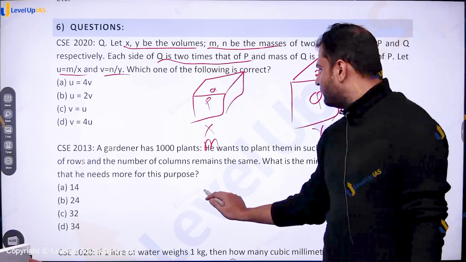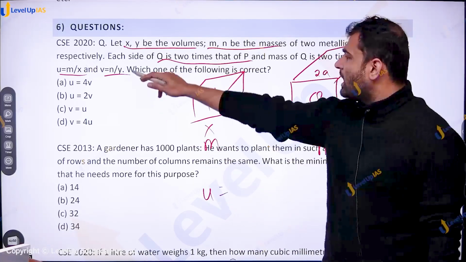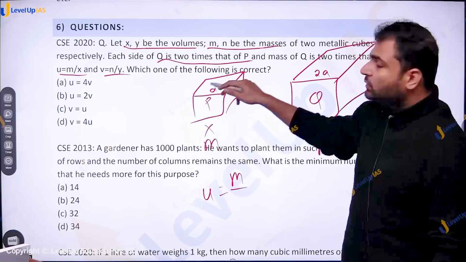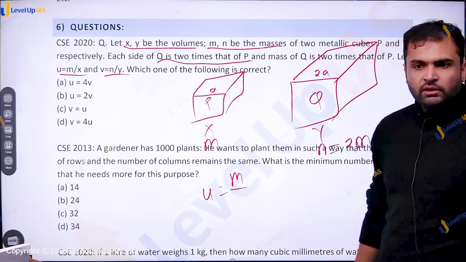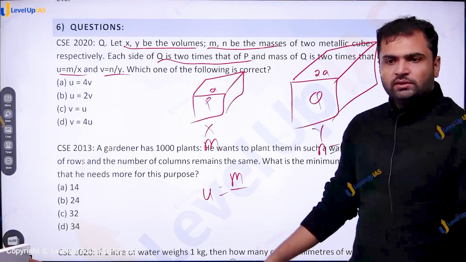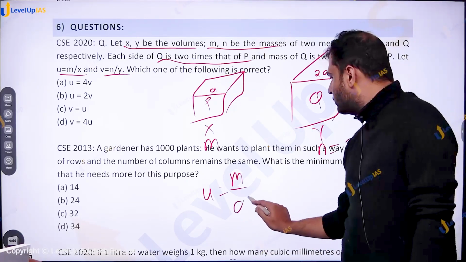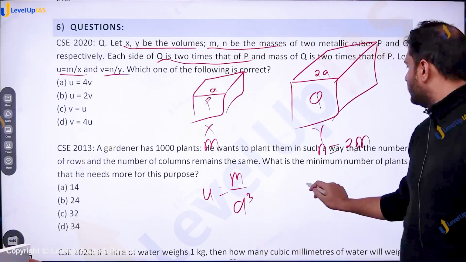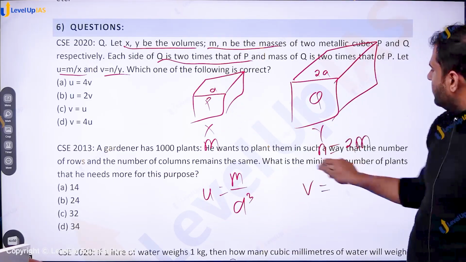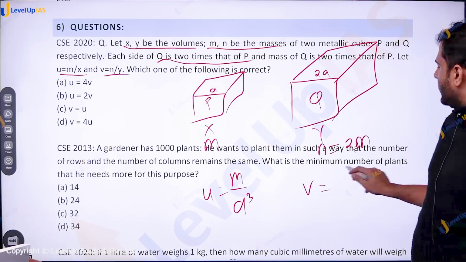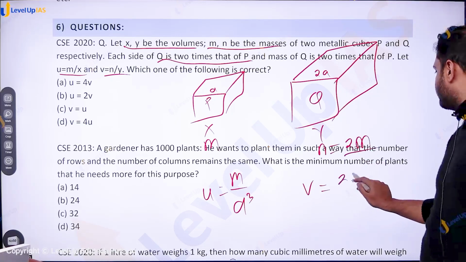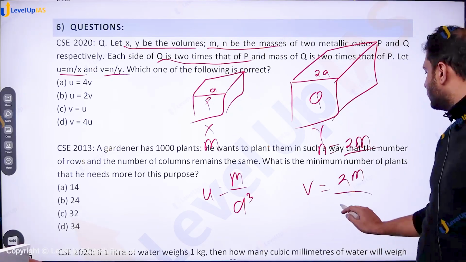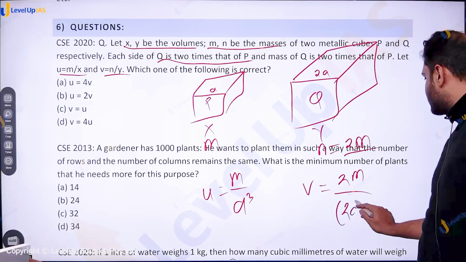First ratio they have defined is mass m of P divided by x. X is volume of this block P. Volume of a cube is nothing but side cube, a cube. And for second ratio they have defined it as mass of second block n, n is nothing but 2 times m, divided by y. Y is volume of this block, which is again side cube.